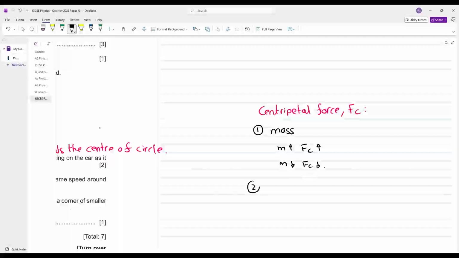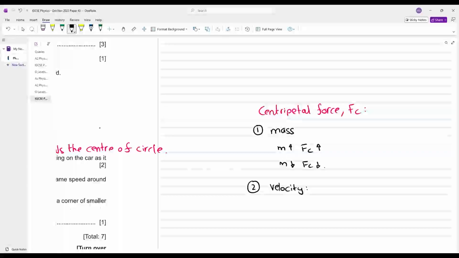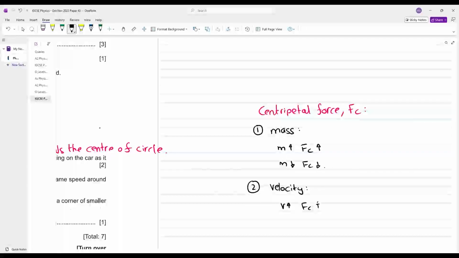The second factor which affects centripetal force is velocity. If your velocity increases, centripetal force increases. If your velocity decreases, centripetal force decreases.